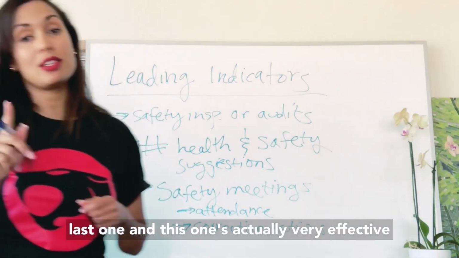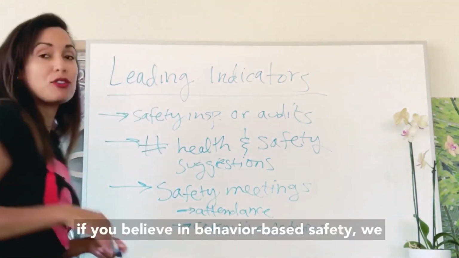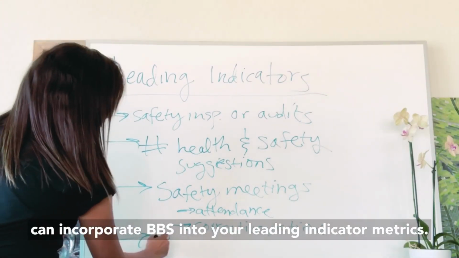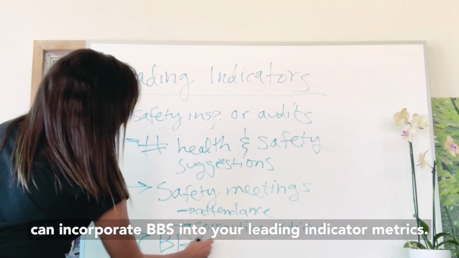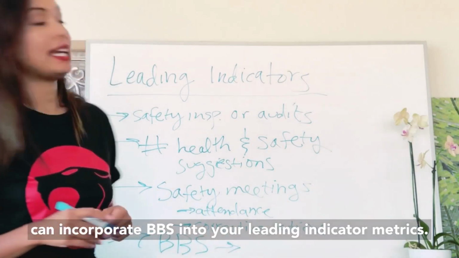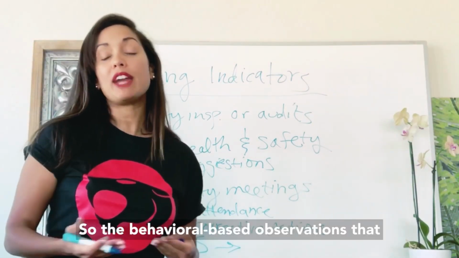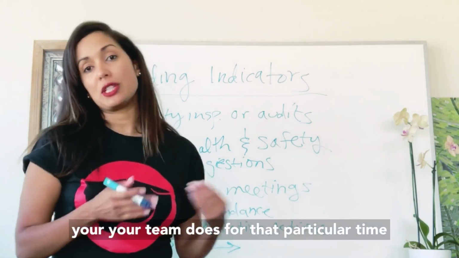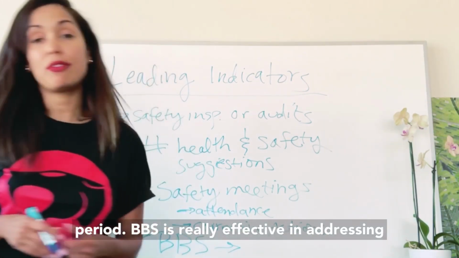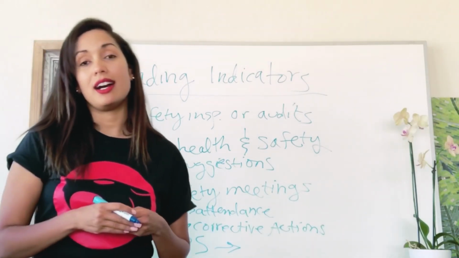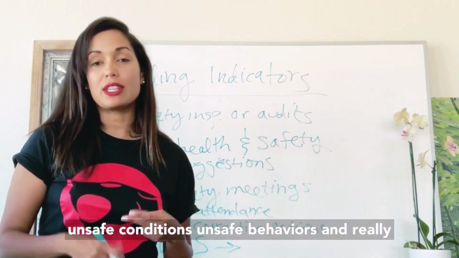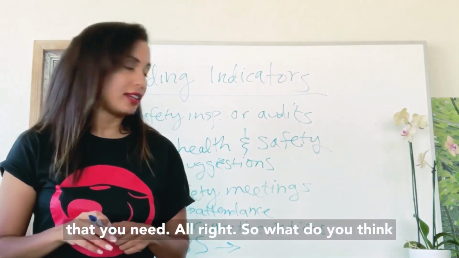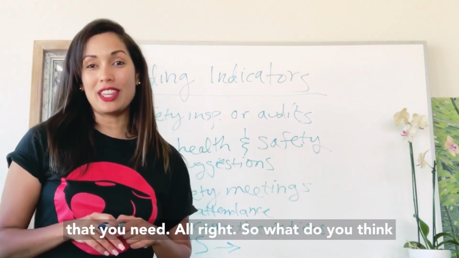One last one, and this one's actually very effective. If you believe in behavioral-based safety, we can incorporate BBS into your leading indicator metrics. So the behavioral-based observations that your team does for that particular time period. BBS is really effective in addressing unsafe conditions, unsafe behaviors, and really getting down to that hazard identification that you need.